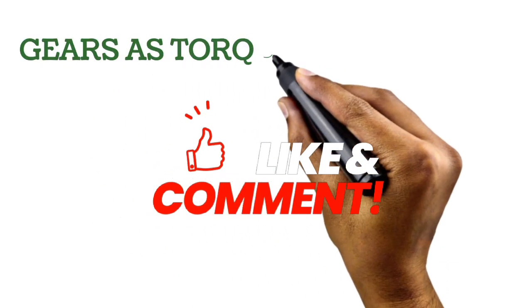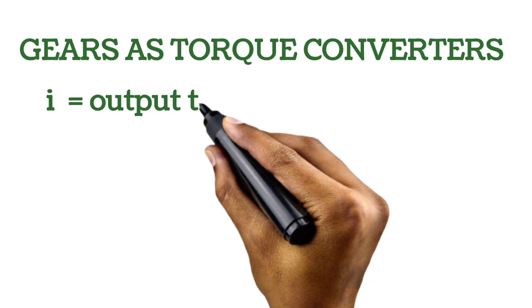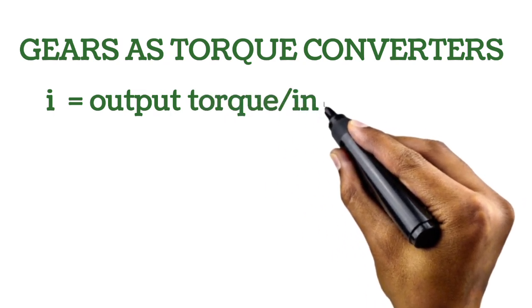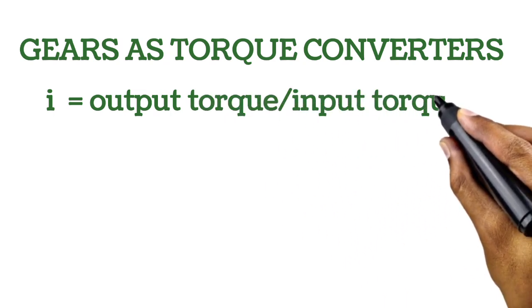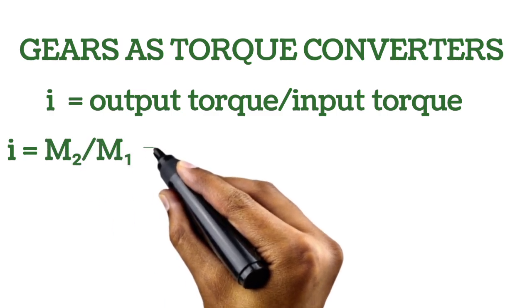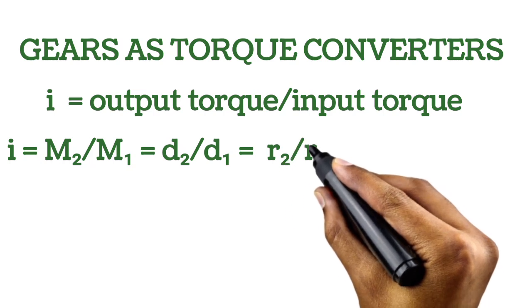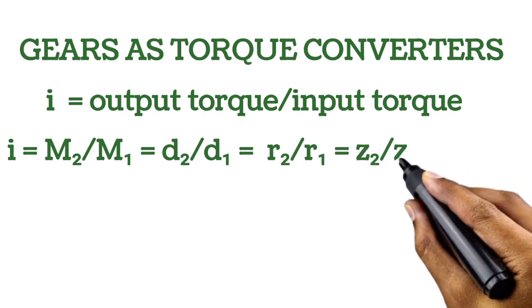Gears as torque converters. I is equal to output torque divided by input torque. So I is equal to M2 divided by M1 is equal to D2 divided by D1 is equal to R2 divided by R1 is equal to Z2 divided by Z1 is equal to N1 divided by N2.